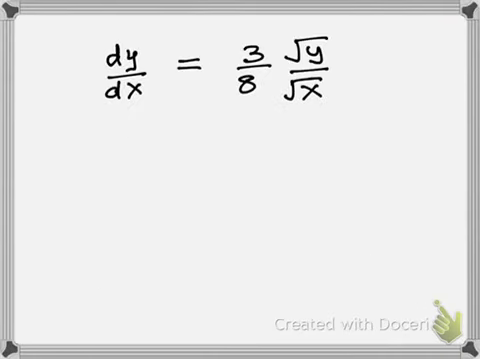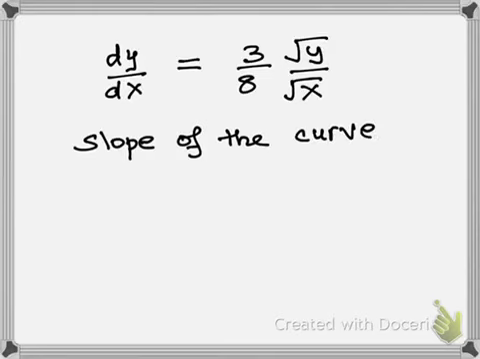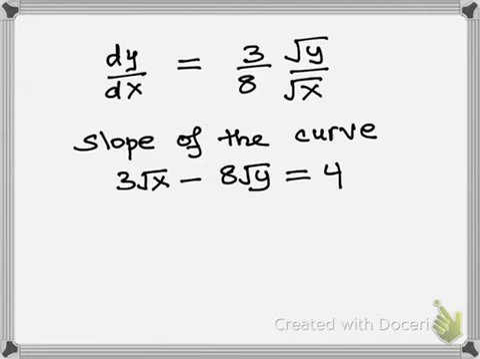Now the next part of this question is: find the slope of the given curve at the point. The equation that was given initially was 3 square root of x minus 8 square root of y equals 4. So the slope of the curve is given by the derivative. This is the slope of the tangent to the curve, right? The point given is 16, 1. So in order to find the slope, I'll plug in 16, 1 into the derivative.